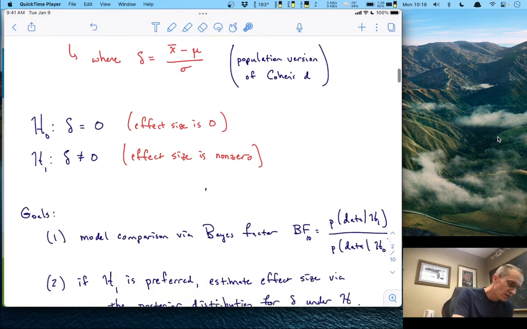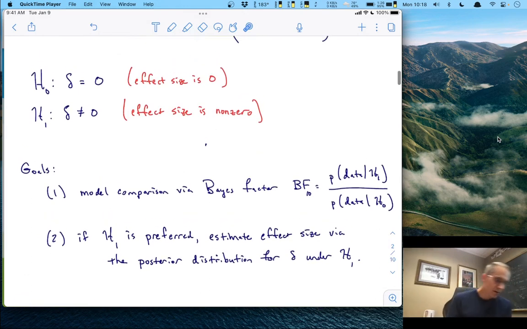So with those models, we have 2 goals. The first, of course, is to do model comparisons. So we want to figure out which of these models, the null or the alternative, H0 or H1, is the best predictor of our observed data. And we do this with the Bayes factor. In this case, the Bayes factor for model 1 over model 0 would be the probability of the observed data under H1 compared to the probability of the observed data under H0.